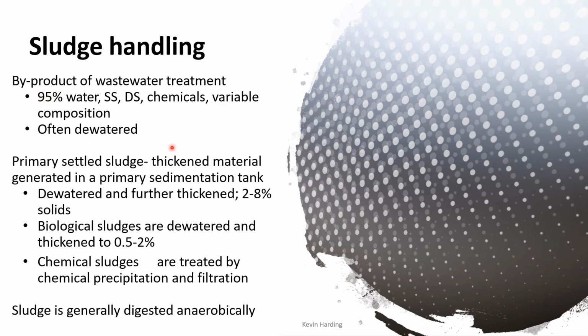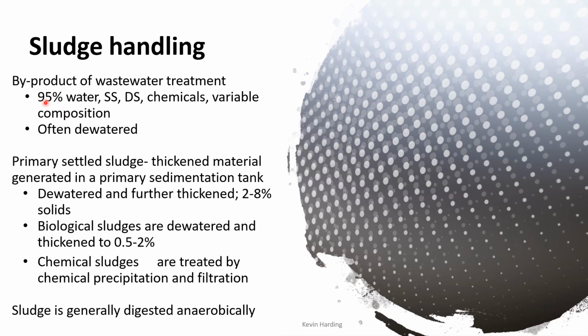Depending on how good your process is, you're going to have a wet sludge or you might have a slightly drier sludge. So the primary settled sludge is then going to be a thickened material generated from that primary sedimentation tank. So that will then be dewatered further.